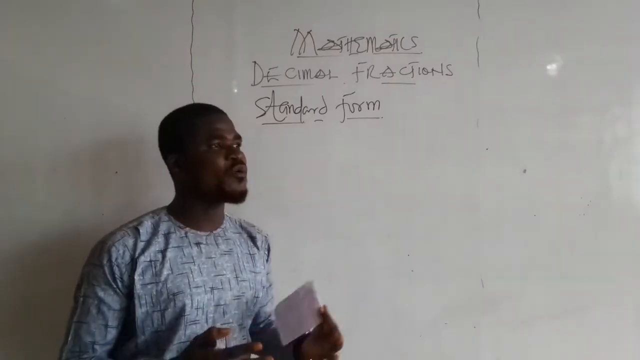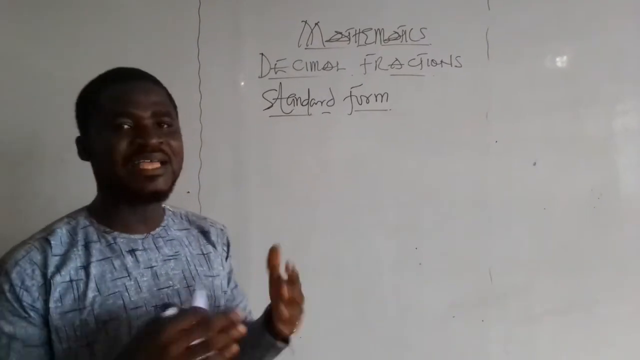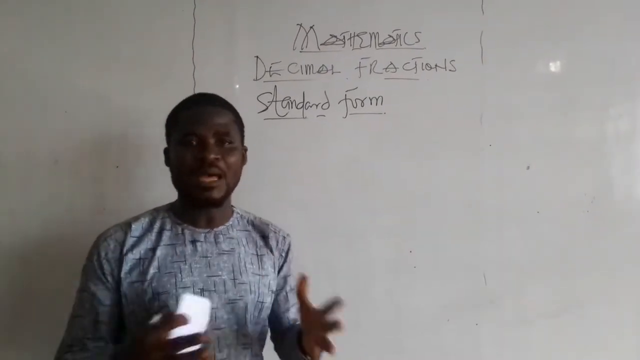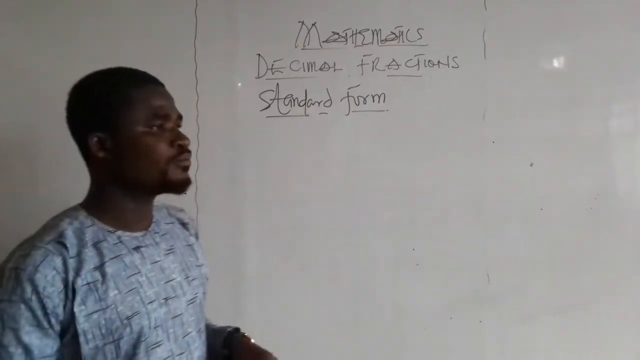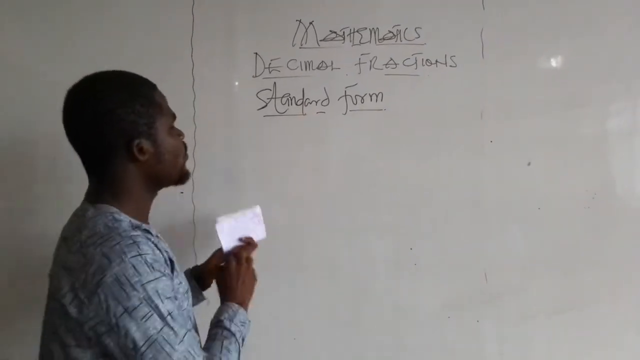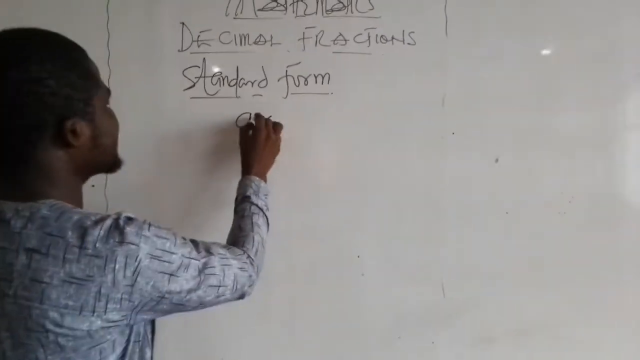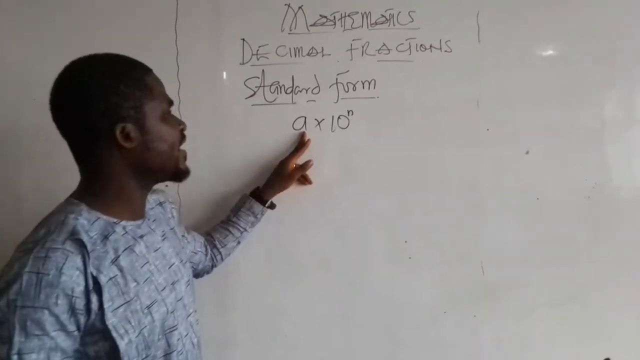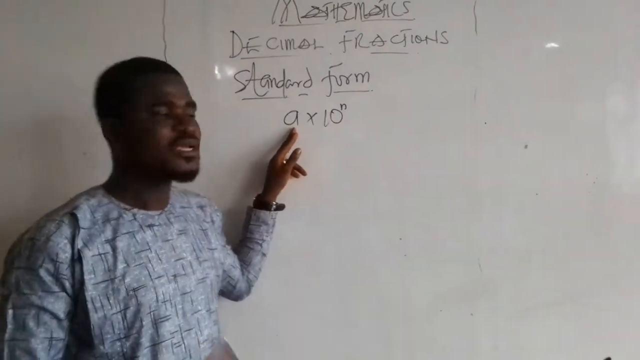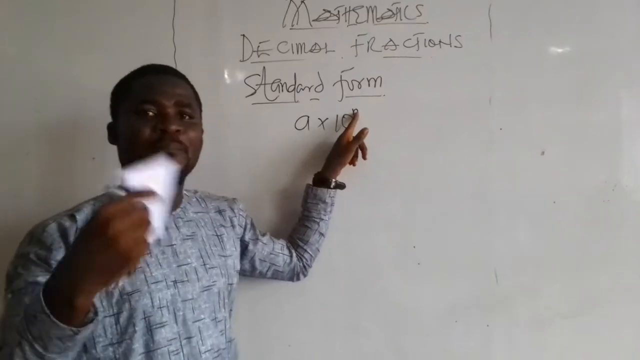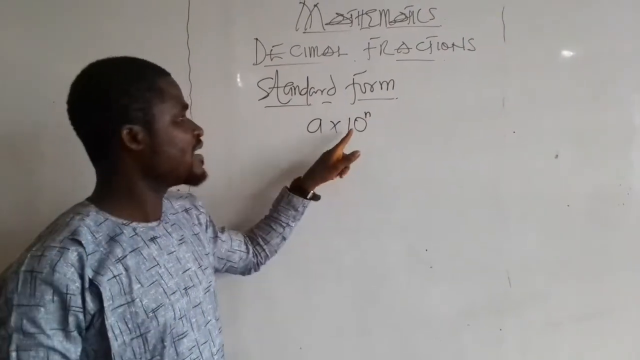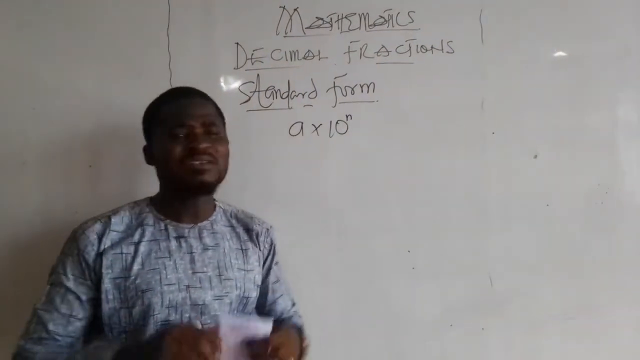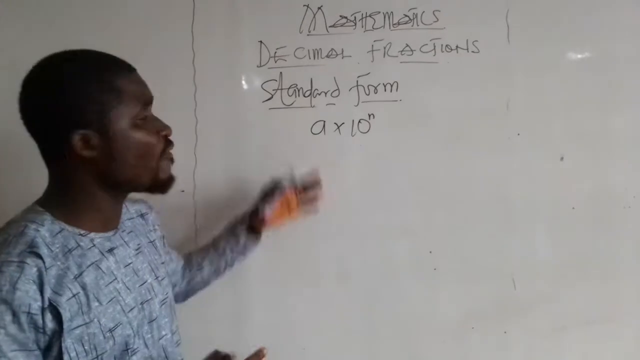Now, when we talk of standard form, it's a way of managing large numbers or smaller numbers. Always write standard form in this form: a times 10 exponent n. The a here will be the numbers, and the n here will be the power or the exponent. The 10 here is constant. Now, here are some rules to follow whenever you are doing standard form.